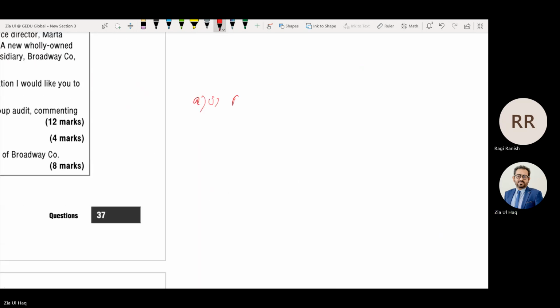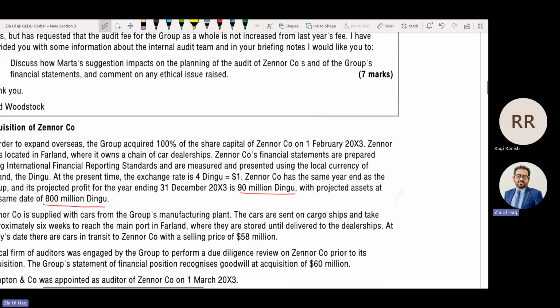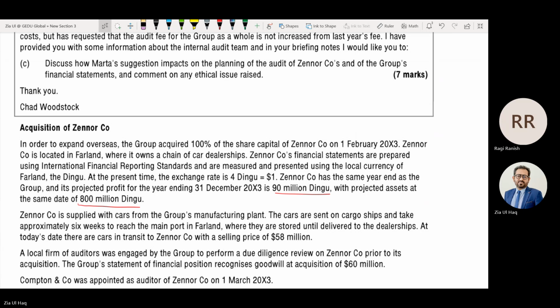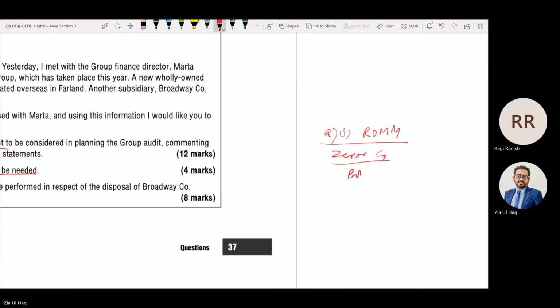1. Risk of material misstatement, and we put the heading Zenner company, and its profit and total assets are given. The rate is 1.4 Dingo is equal to $1. So profit is 90 million Dingo. So 90 divided by 4, $22.5 million.